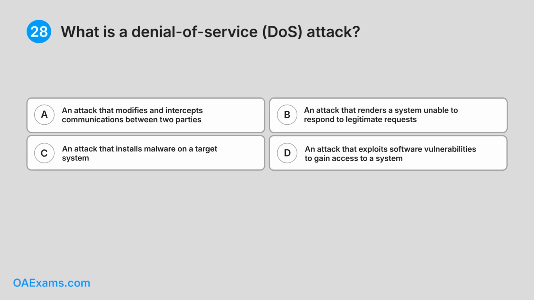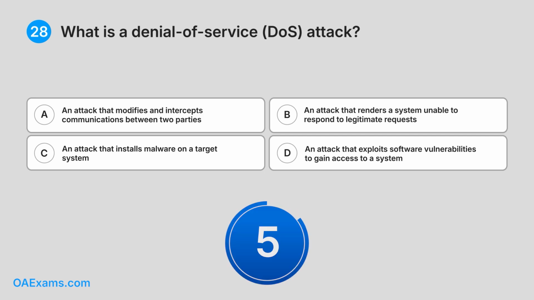28. What is a denial of service, DoS, attack? A. An attack that modifies and intercepts communications between two parties. B. An attack that renders a system unable to respond to legitimate requests. C. An attack that installs malware on a target system. D. An attack that exploits software vulnerabilities to gain access to a system. What do you think is the answer?